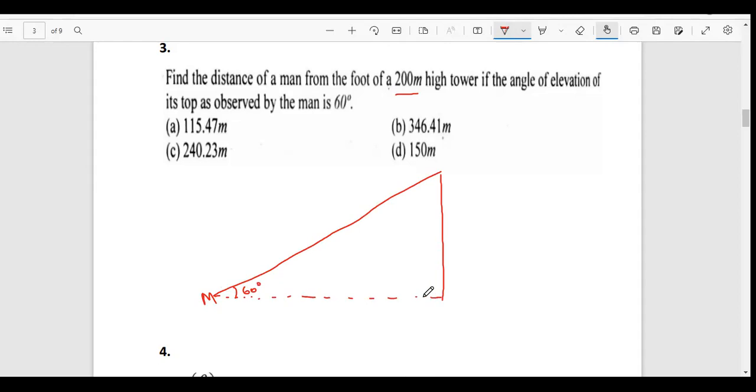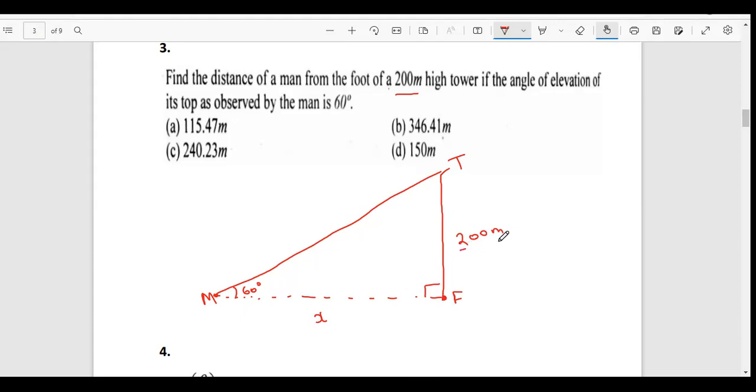Okay. This is going to be 90 degrees. This is 200 meters high. Okay, what is the question? Find the distance of a man from the foot of a 200-meter high tower. So you need to find, this is the man, this is the tower. You need to find the distance of the man from the foot. Okay, this is the foot of the tower. So you need to find this x.